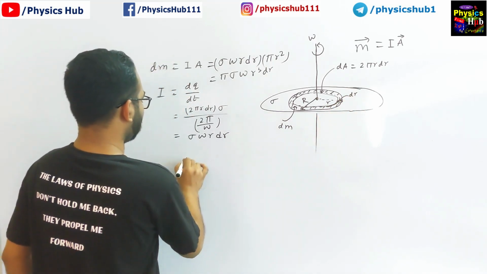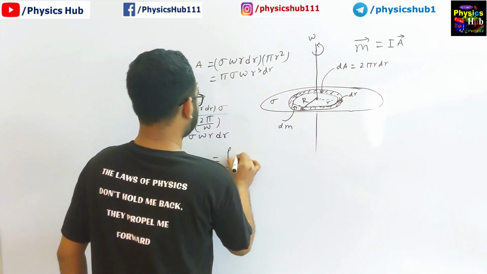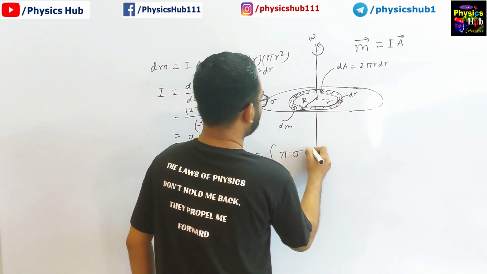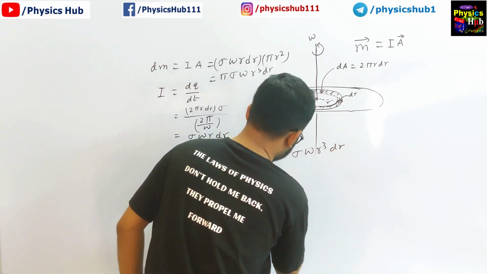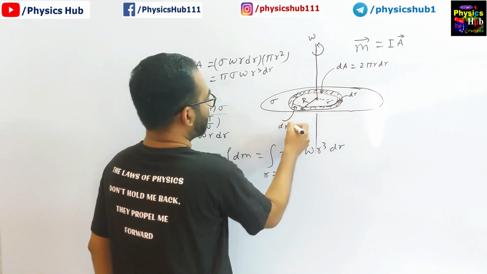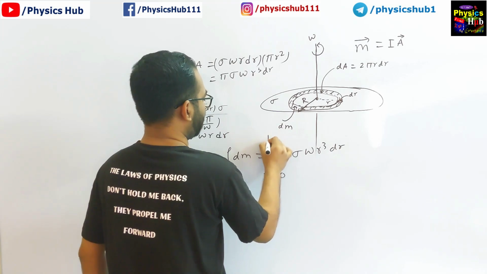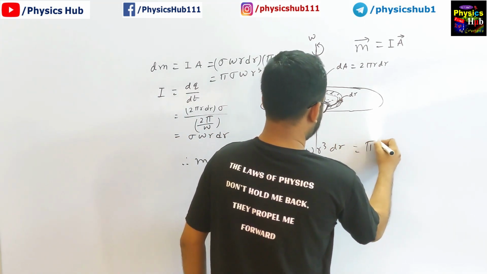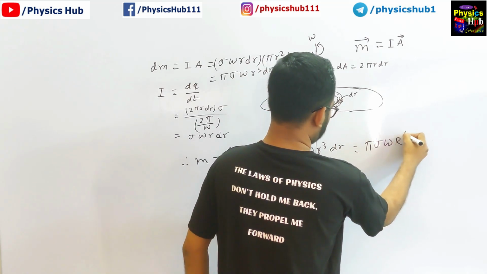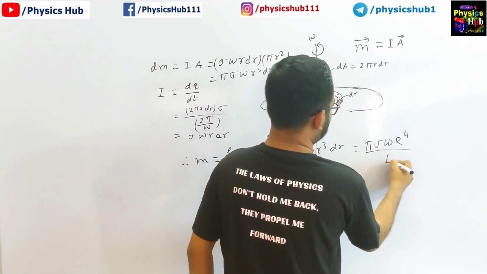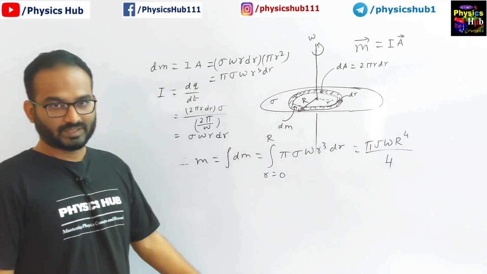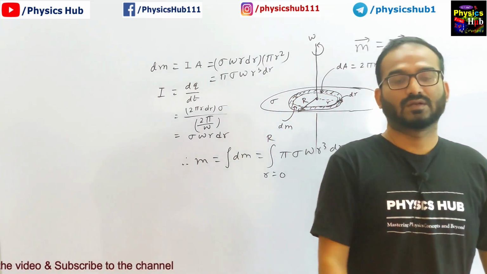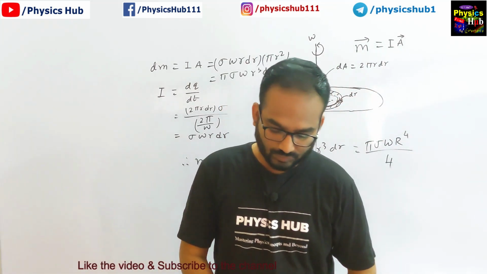So what about the total magnetic moment? M is equal to the integration of dm. This is equal to the integration of pi sigma omega r cubed dr. Now the limit of r is from 0 to the total, capital R. So this will produce pi sigma omega R to the power 4 upon 4. In this way you can calculate the magnetic moment of this kind of charged plate which is rotating with angular velocity omega.